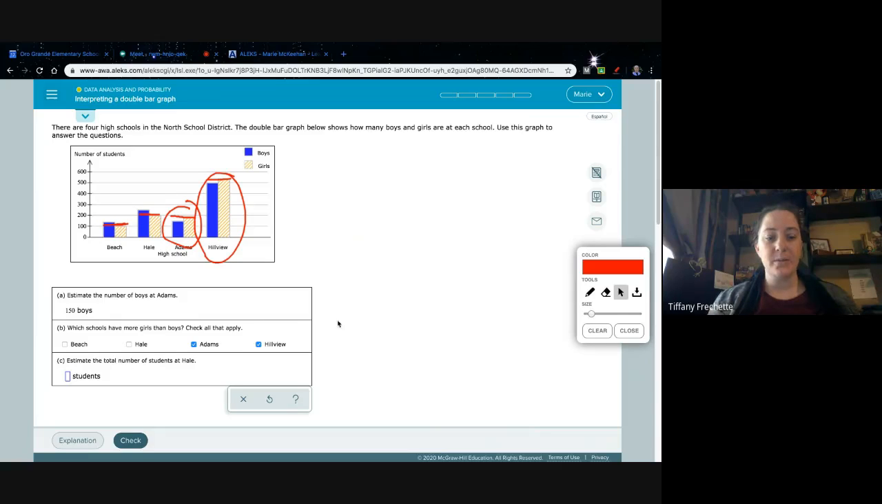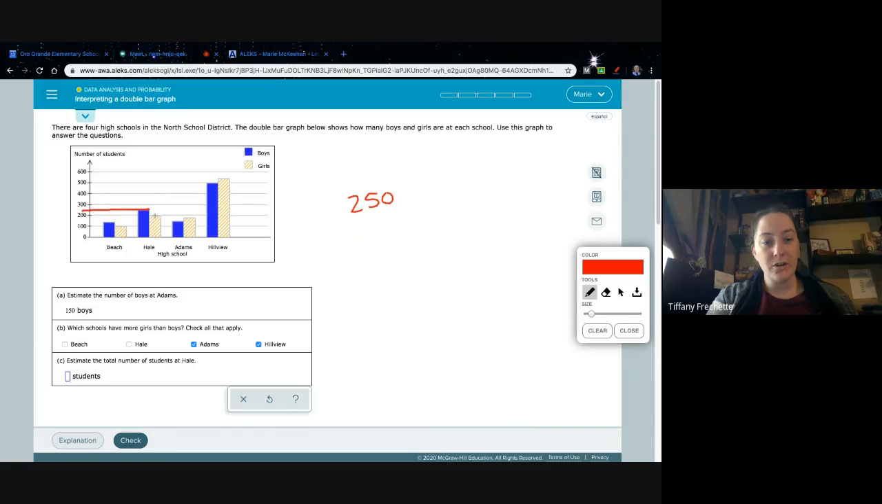So estimate the total number of students at Hale. So now we're going to go back. We're going to go to Hale this time. And we want to estimate the total number of students. So I need to look at here and go across and say, well, this looks like it's about halfway. Again, remember halfway, all of these will jump 100. Once you figure out what one distance is, they're all going to be the same distance. So this looks, I'm going to say about 250. It looks like it's about halfway between 200 and 300.